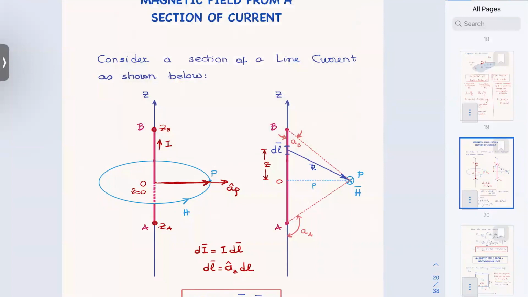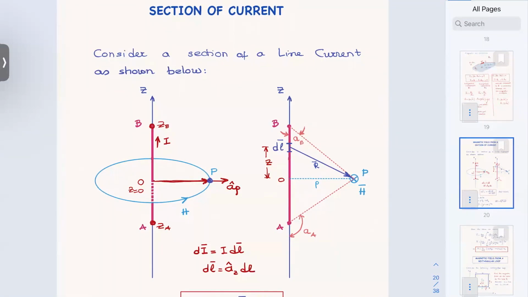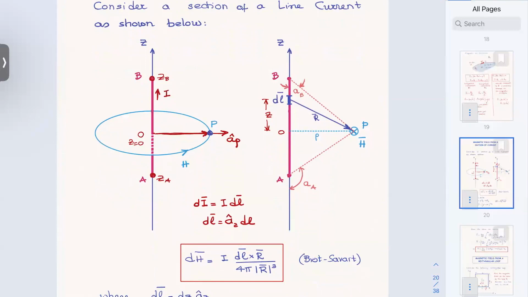All right, now what we want to do is to take any point P here, and we would like at that point to calculate the magnetic field. So how do we do that? We take a very short section of the current, differentially short, like dL, and using the Biot-Savart law, we write the magnetic field at point P. And according to Biot-Savart, this magnetic field is given by this equation.